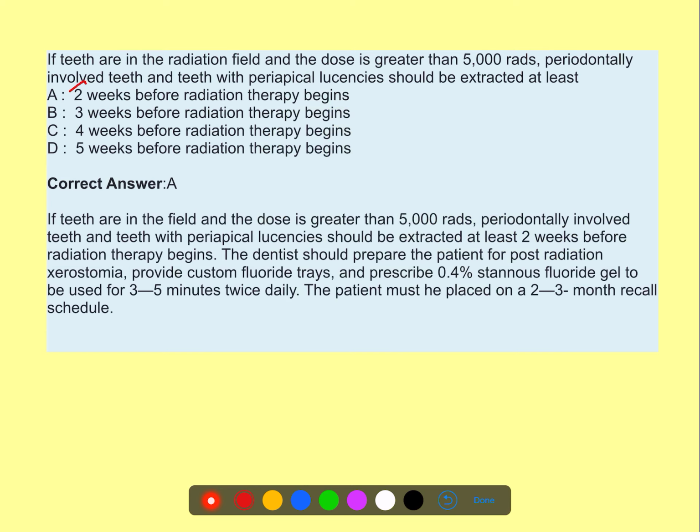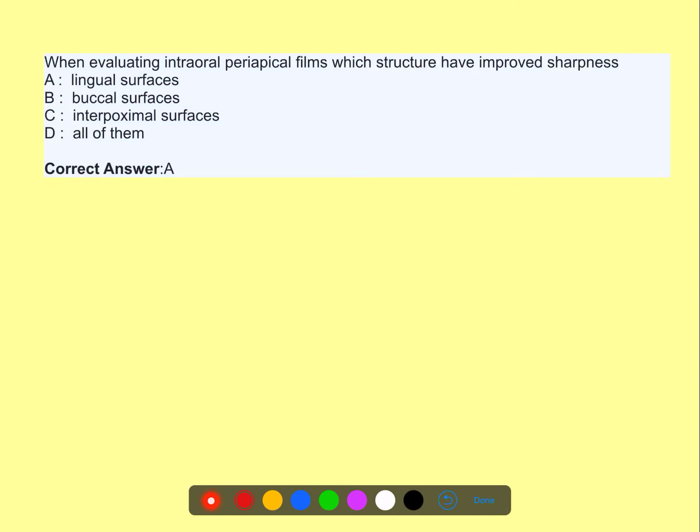We have to extract the teeth 2 weeks before the radiation therapy begins, if we are using 5000 rads. And for the conservation or prophylactic purpose, and to prevent post-radiation caries, we can use a customized fluoride tray with 0.4% stannous fluoride. It will prevent the radiation caries, and the patient has to be called for a 2 to 3 month recall after the radiation therapy.